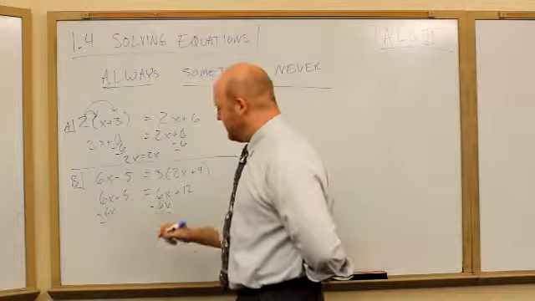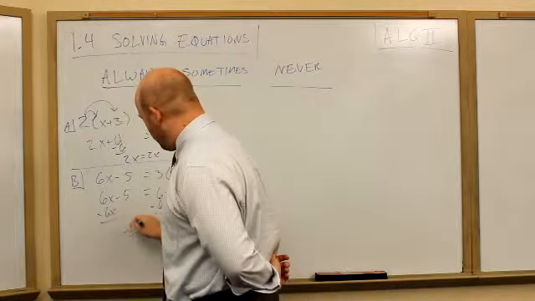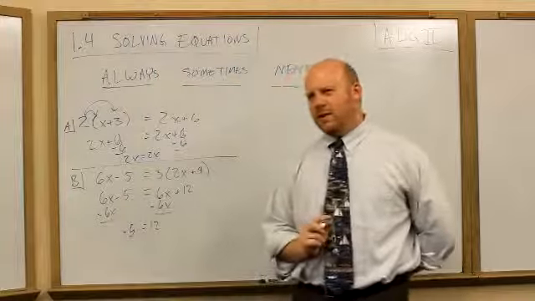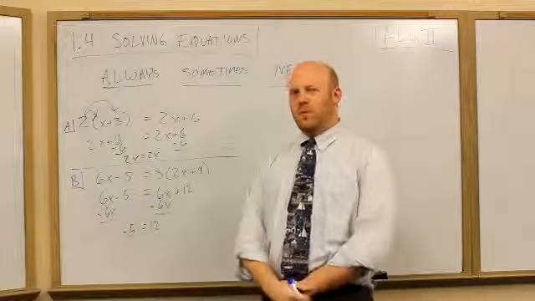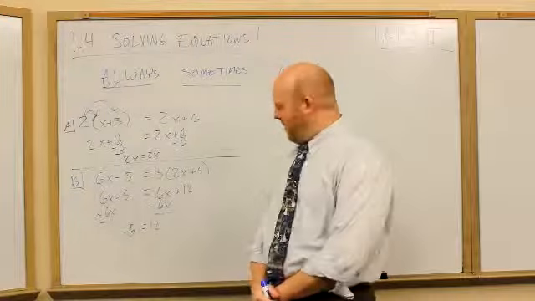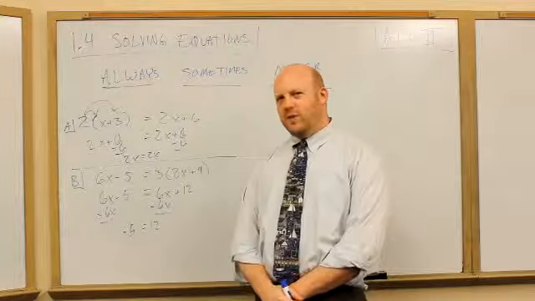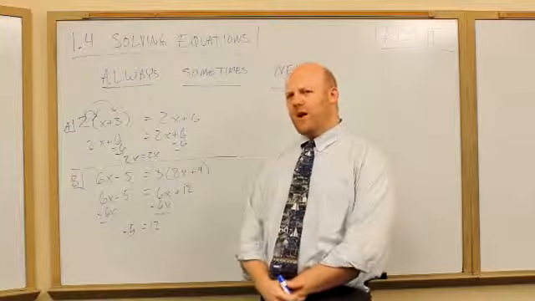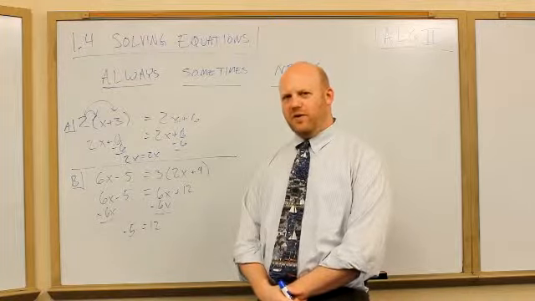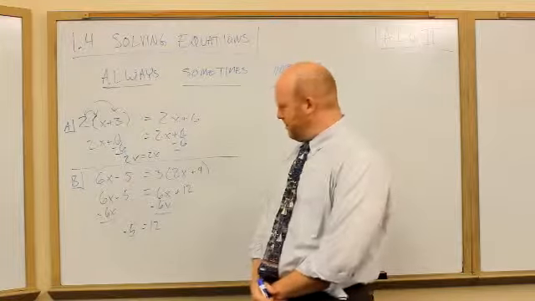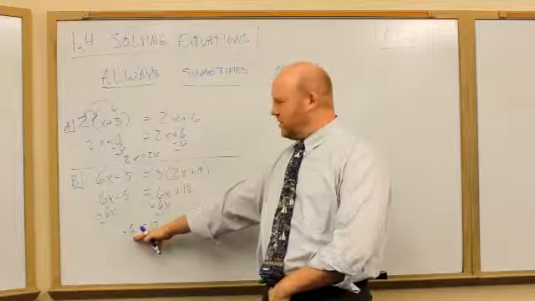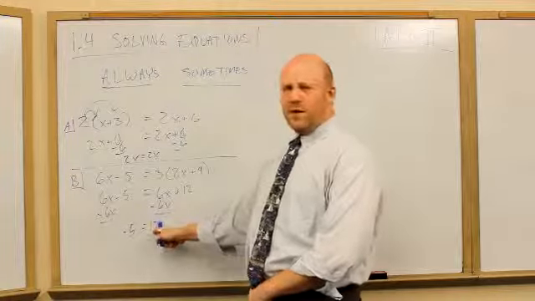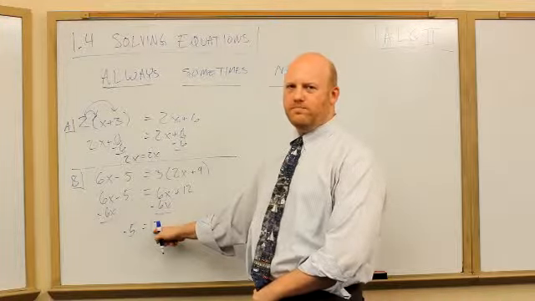If I subtracted 6x from both sides, I'd have negative 5 equals 12. Now, in no possible world that I can imagine does negative 5 equal 12. If you can think of one, how about I give you $5 and you give me back 12? We'll see how that works. Otherwise, we wouldn't say that these equations would ever be equal. In this case, we would say they are never equal.